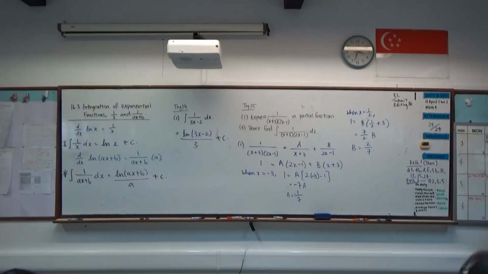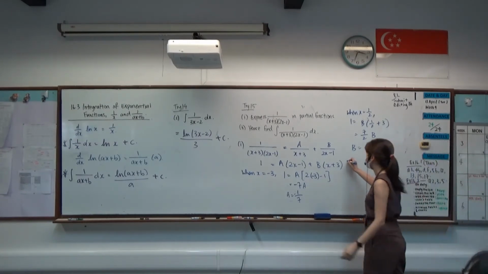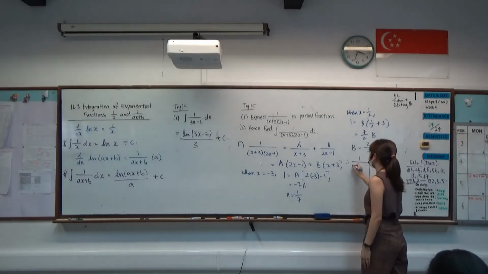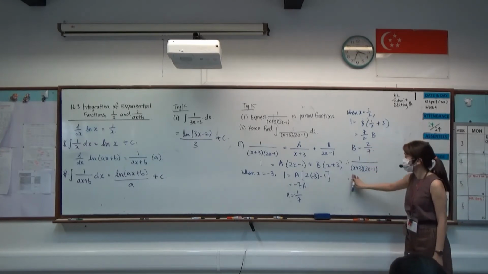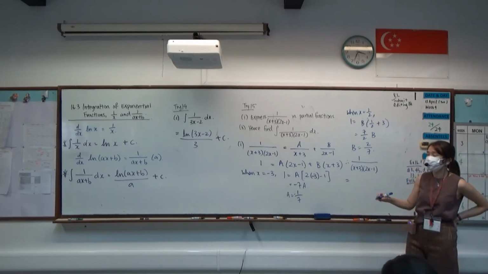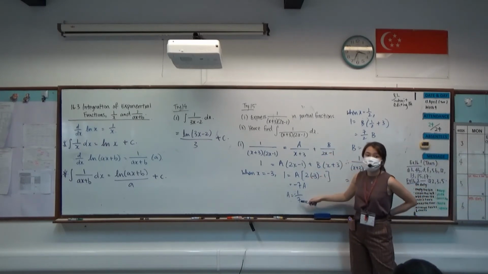Not forgetting, we do not stop here. We are not trying to find A and B, we're trying to put it into partial fractions. So, answer the question. The original fraction now becomes, A is negative 1 over 7.